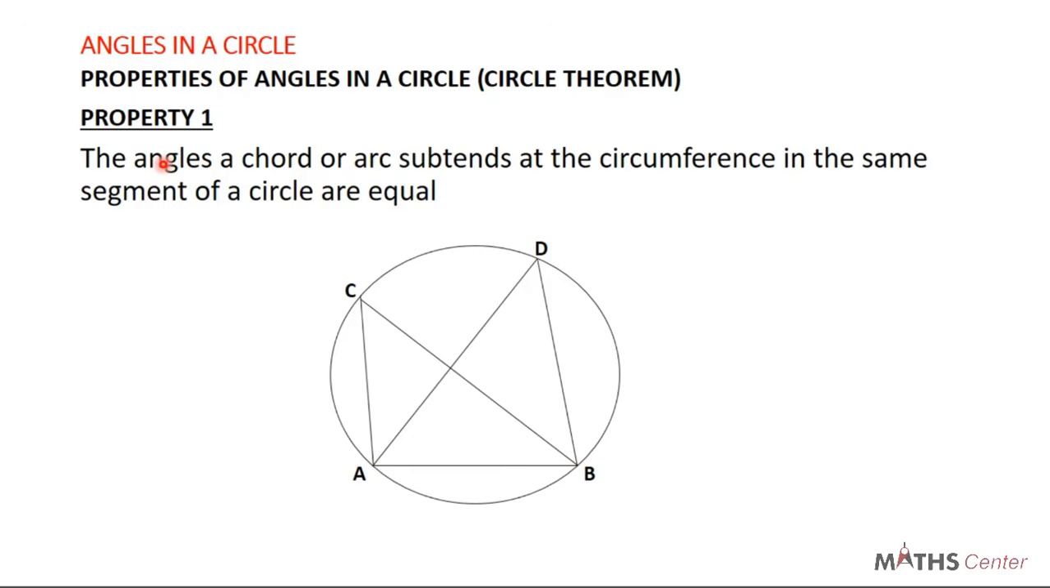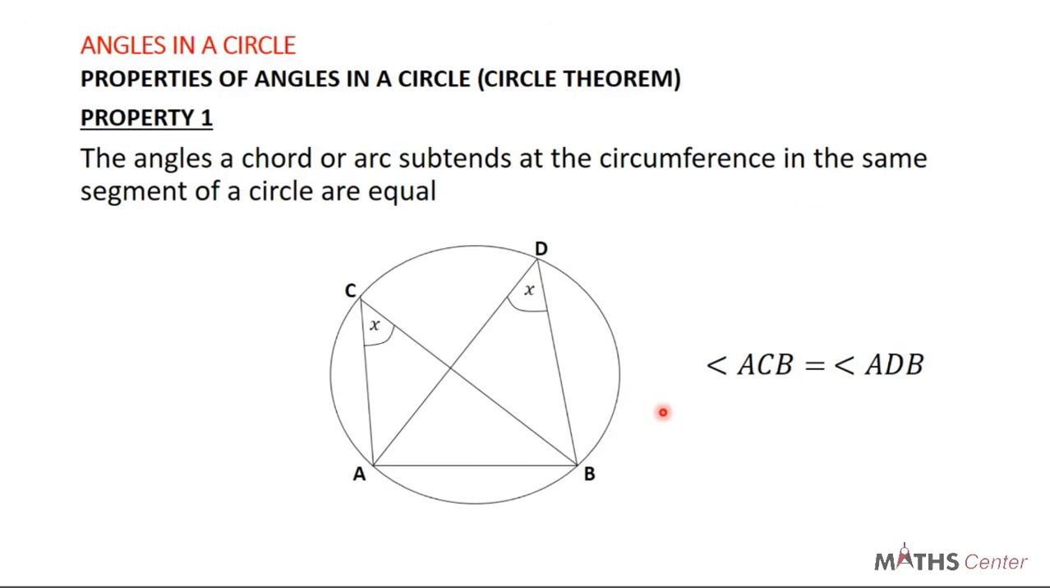What this property says is that because it's the same chord AB creating this angle and this angle in this segment, the angles are equal. What this means is that angle ACB, which is this angle, and angle ADB, which is this angle here, are equal. So if the angle formed here is S, the angle formed here will also be S.